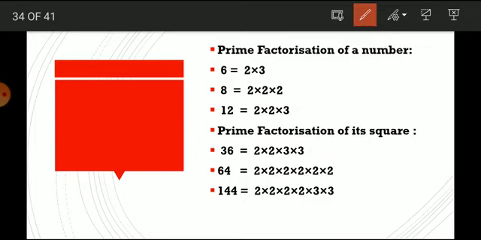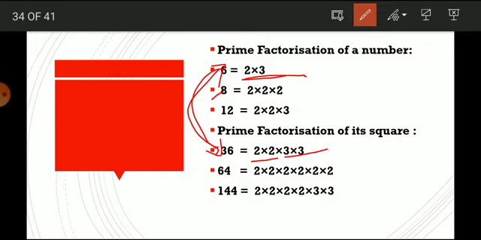Here we can use one trick. That is, 6 squared is 36, right? So we just write the numbers twice. 6 means 2 into 3, so 36 means 2 into 2 and 3 into 3. So we can write each number twice.